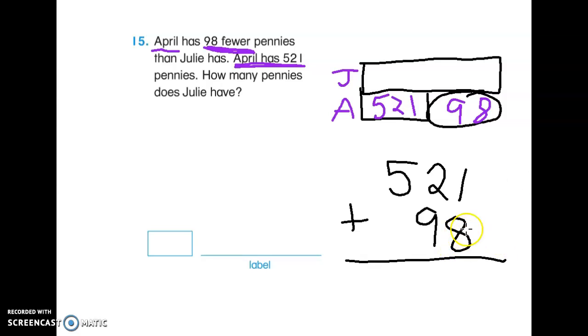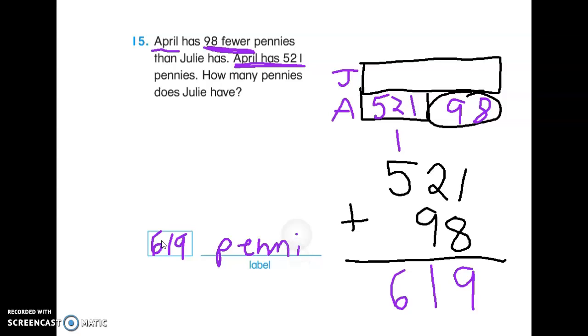All right, add 8 plus 1 is 9. 9 plus 2 is 11. Carry that 1. 5 plus 1 is 6. So you get that Julie has 619 pennies. And I know you guys like me to write it here too. 619. All right, so watch out for those.